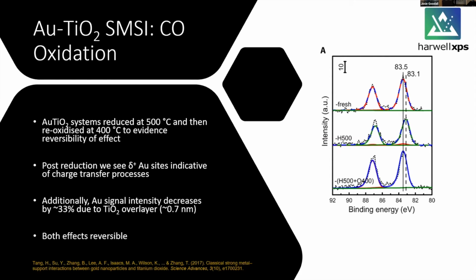When we did the XPS of the reduced system, so these were reduced at 500 degrees C in the hydrogen, we can actually see a shift in the gold. So we see some delta positive gold sites indicative of charge transfer between the TiO2 overlayers, and also we see a concomitant decrease in the signal from the gold because we've got these titanium overlayers, which then attenuate the gold signal. And this was about 33%, which was calculated to be about 0.7 nanometers thickness, which is roughly 2 monolayers of titanium. But very importantly, as you know, with SMSI effects, these should be reversible.